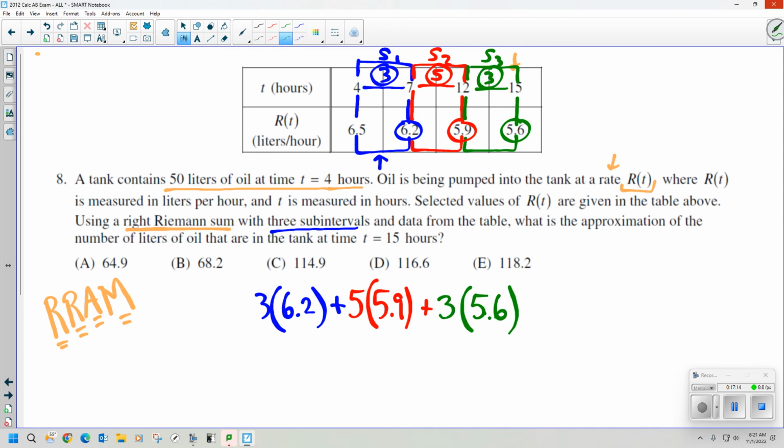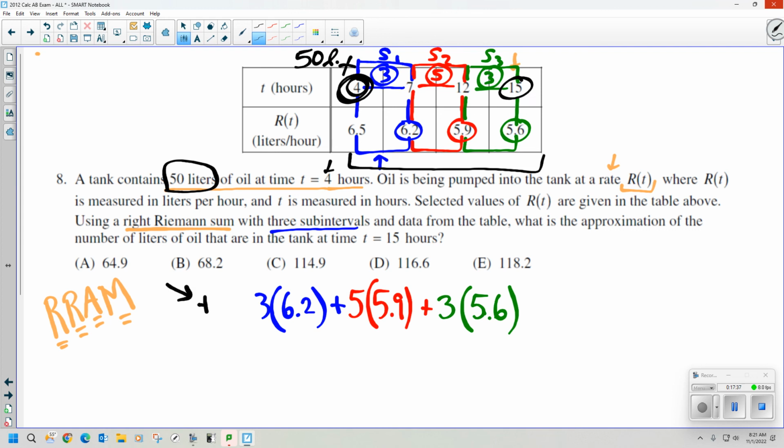All right? Oh, and don't forget, we started with 50 liters already in there at time 4. So before we add all this up, we already had 50 liters in here. I've got to add that to whatever was pumped in from time 4 to time 15, which is this. So I'm going to add 50. I put the plus 2 close to the arrow. I got to add 50 to this whole sum.